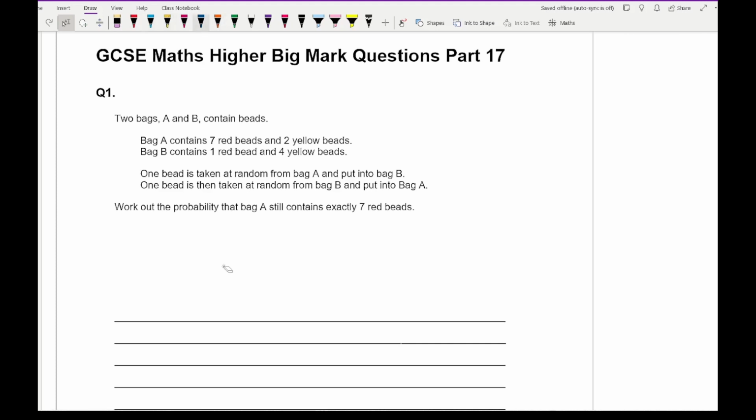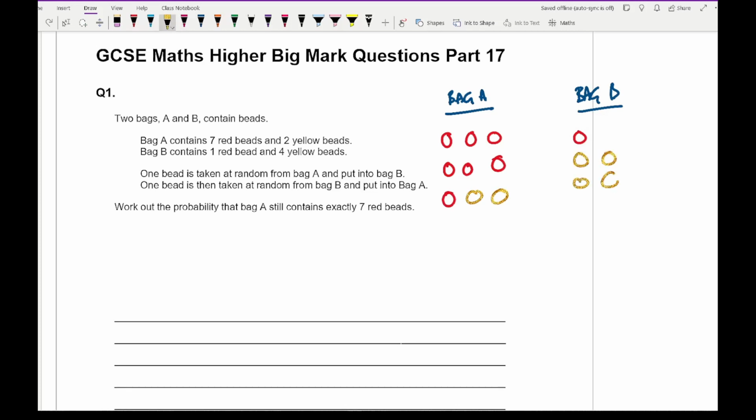So let's have a look at this current situation. Let's first of all have bag A, and we've got bag B. I've got 3 red in A, and 1 red bead in B, and the yellow I've got 2 in A, and 4 in B. Now the ways of getting exactly 3 red beads in A is one of two situations.